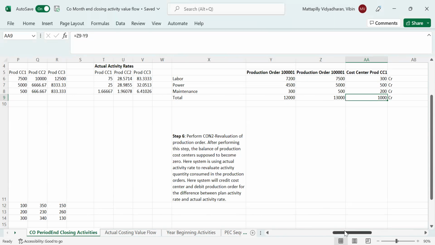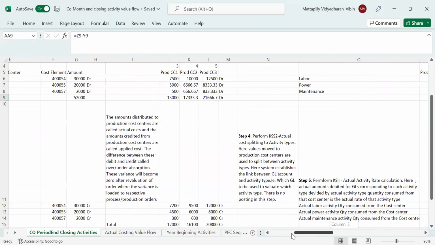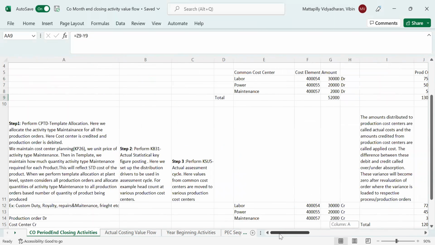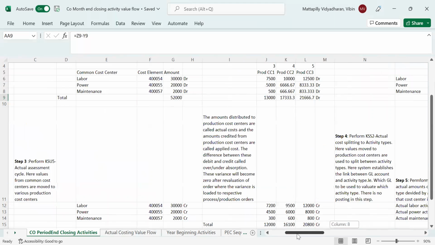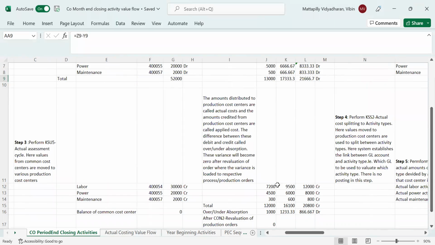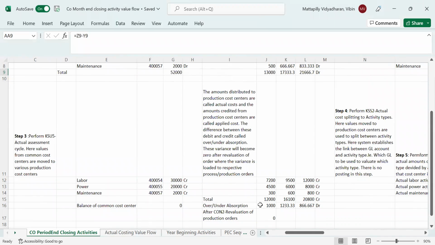Now we will go to the balance which we discussed in the first video. Here we had discussed, after over under absorption for production cost center one, it was 1000. After revaluation of order, it will become 0. If you take the account statement of production cost center one after revaluation of order, you will see 0.